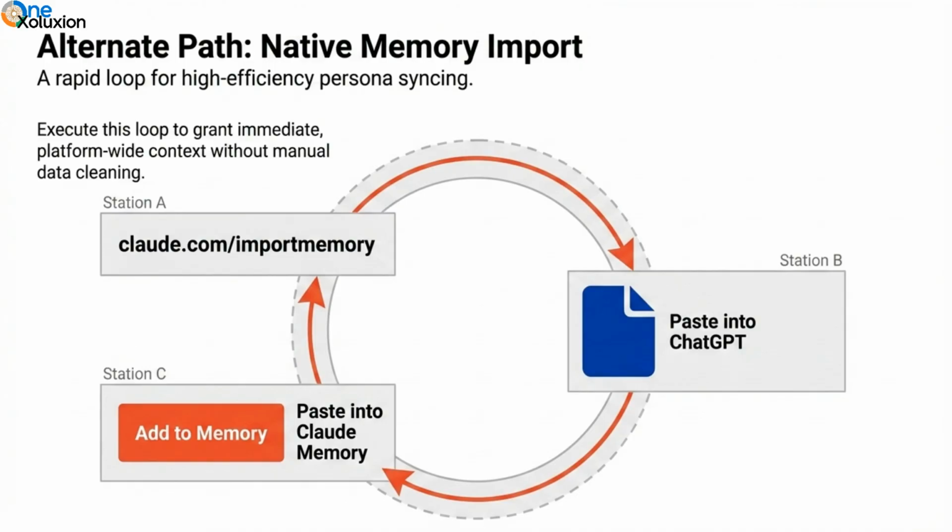An alternate path is native memory import, a rapid loop for high-efficiency persona syncing. This executes a loop to grant immediate, platform-wide context without manual data cleaning.